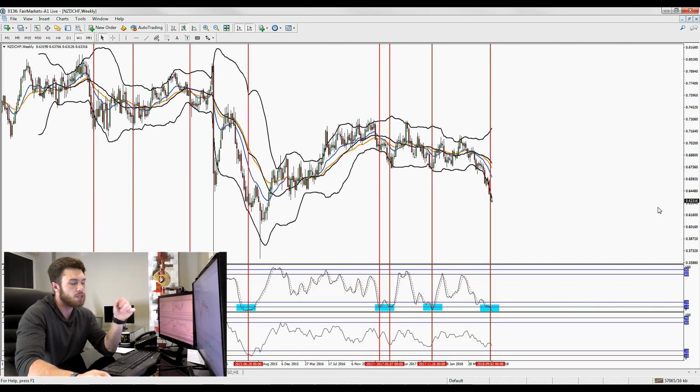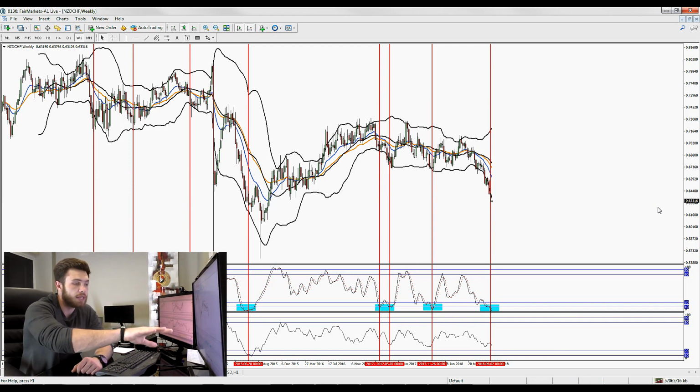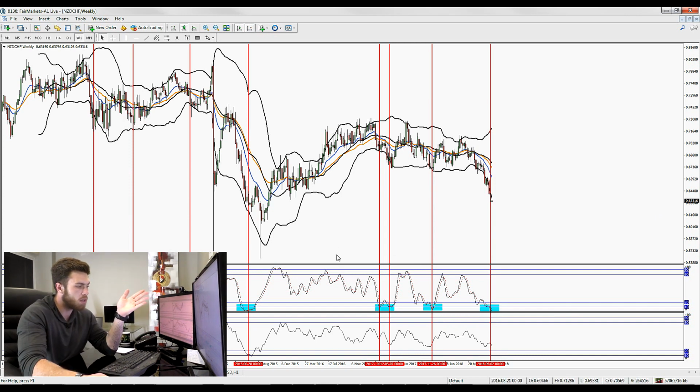Now, by using these vertical lines, basically what I can show you is how the peaks and troughs of the stochastic, showing when it's oversold and overbought, clearly shows that for the past couple of years, since 2013, every single time the price has become oversold, there has been a trend reversal.